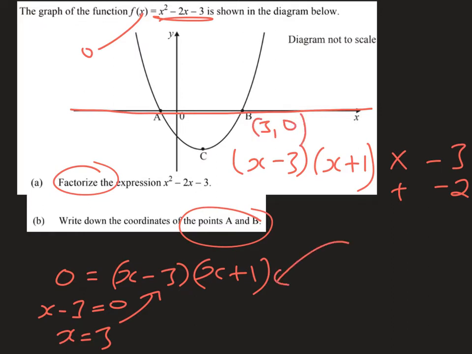Similarly here, x plus 1, if that is equal to 0, then x will be equal to -1. So A here is going to be the point -1, 0.